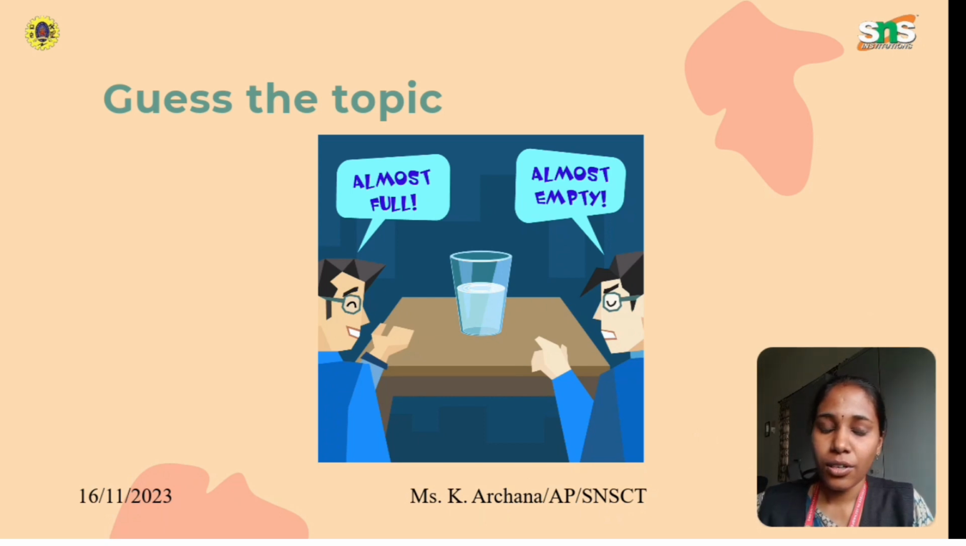Can you guess this topic by seeing these images? There are two persons with a tumbler glass of water, and one is thinking that it is almost full and another one is thinking it's almost empty. The way they are seeing things is called perception. Perception means how they are seeing things, how they are speaking on things, what is in front of them, the way they are thinking.